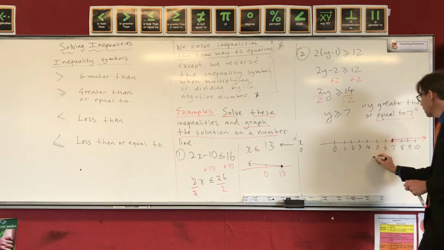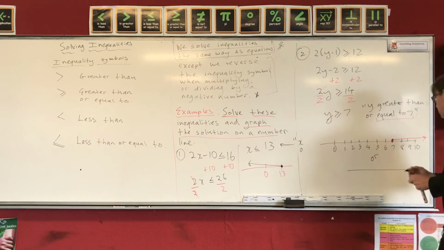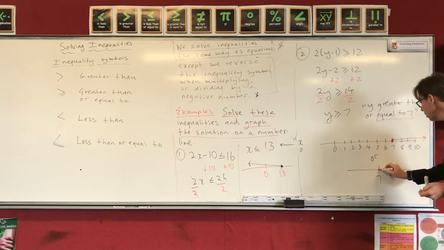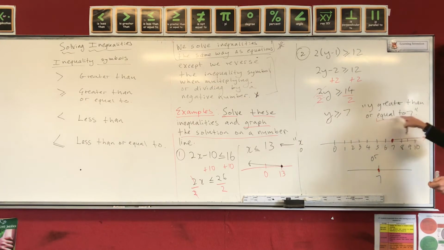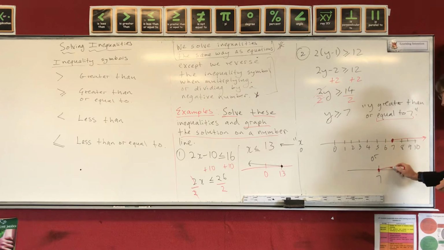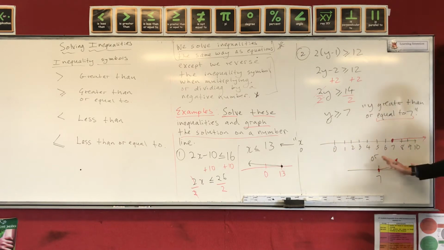Okay, now for your graph, this is how I would do it. I just put the number 7 there. You only need one number. I put a little dot to say y is equal to 7, and then I'll put an arrow here after, saying here are all the numbers greater than 7. So you can put more numbers if you want, but the minimum amount of numbers is the 7.